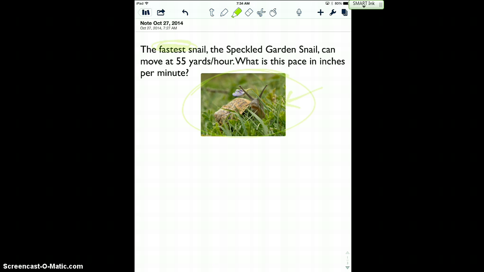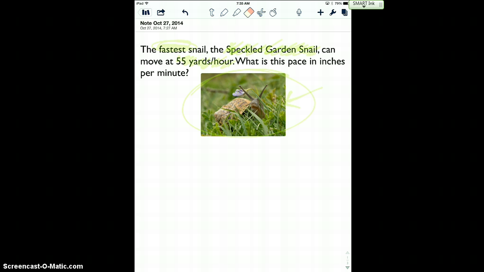If you never knew the name of the fastest snail out there, it is known as the speckled garden snail. So if you see a snail out there in your yard, who knows, maybe it's the speckled garden snail. And it can move at 55 yards per hour. That's how fast it can go. So think of a yardstick, and how many of those yardsticks can it go in 1 hour? 55 of them.